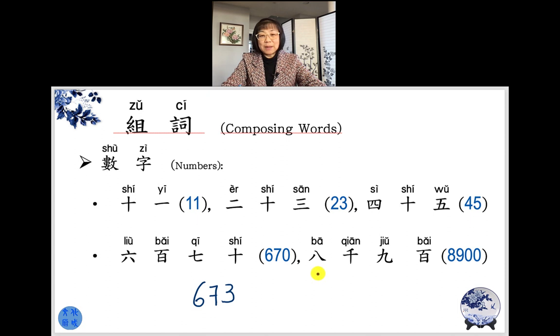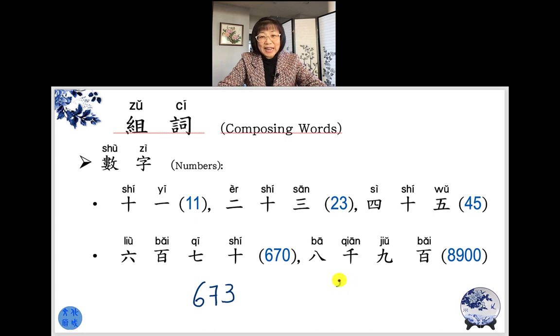Next one, 八千九百 is 8,900. 八 is 8, 千 is 1,000, 九 is 9, and 百 is these 2 zeros. So 八千九百 is 8,900.